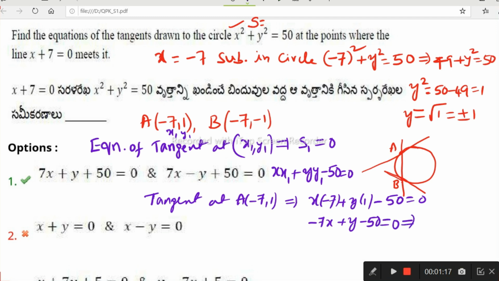So again, I'm rewriting this: 7x minus y plus 50 is equal to 0. We got one of the equations of the tangent, right? Similarly, what is the other point?